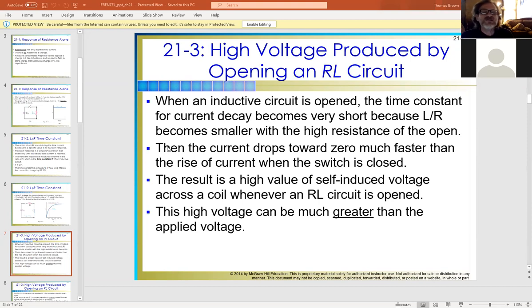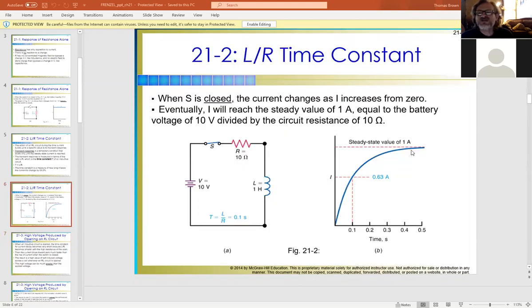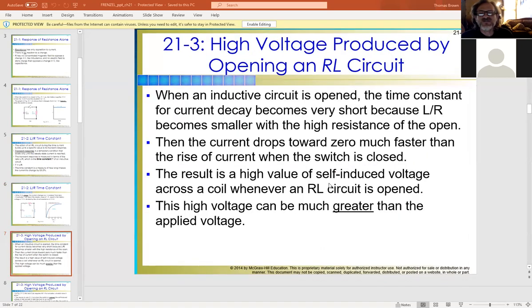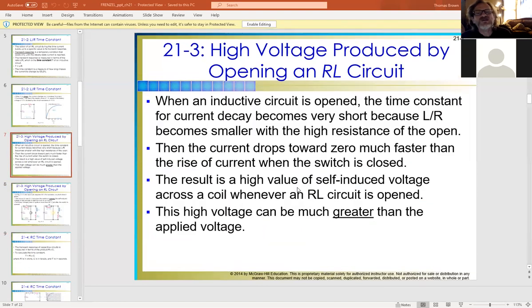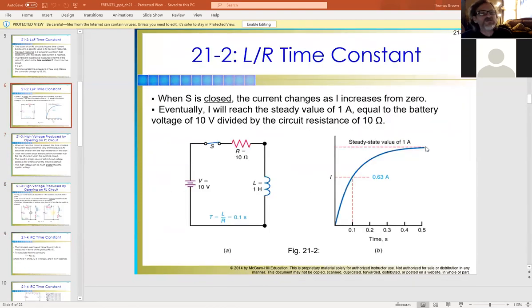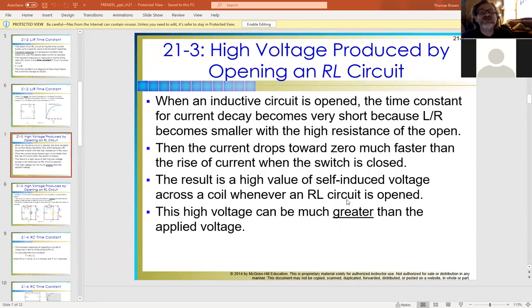So what happens there, right? Then the current drops towards 0 much faster than the rise of current. If we were looking at this waveform, we'll see a slow slope, a nice curve like that. But on the discharge arm, he does not show that graph. If we were to examine it, you would see an extremely rapid fall, and it would drop back down to 0 here. The amount of time it would take would be very, very short.